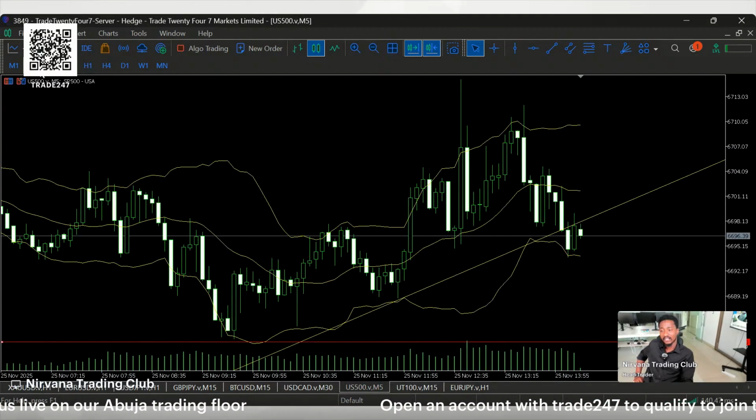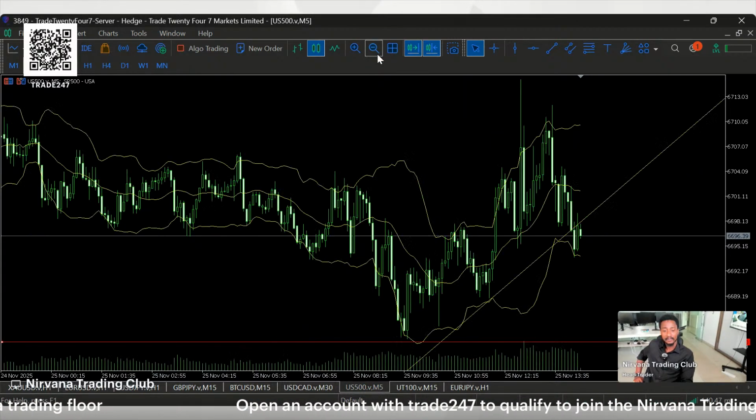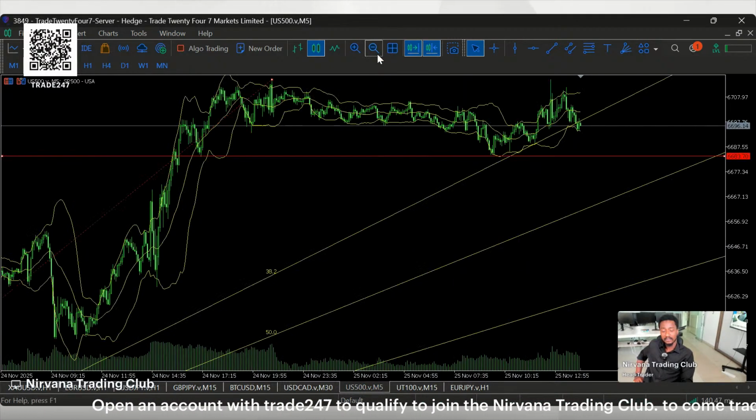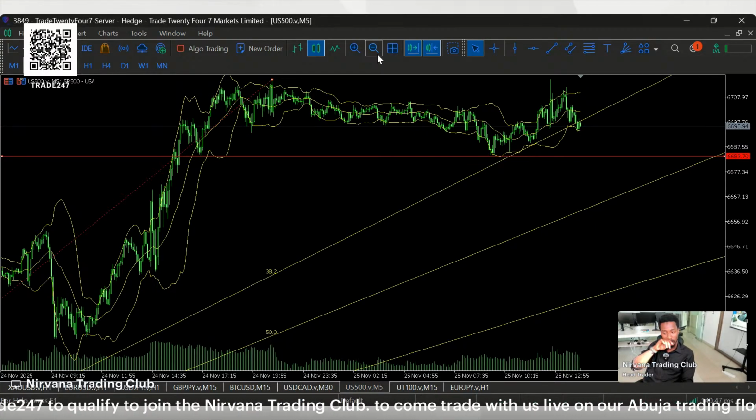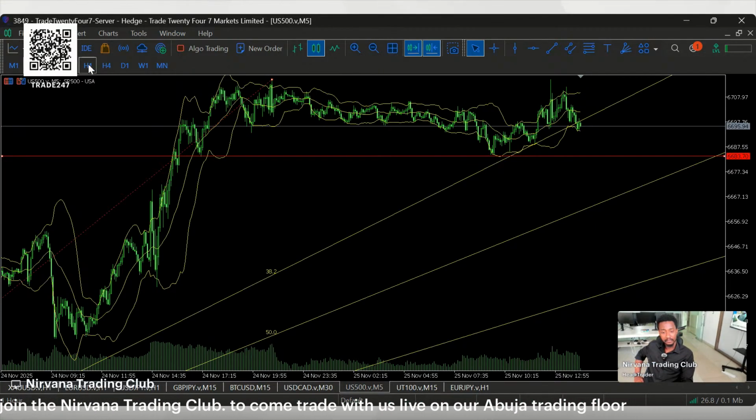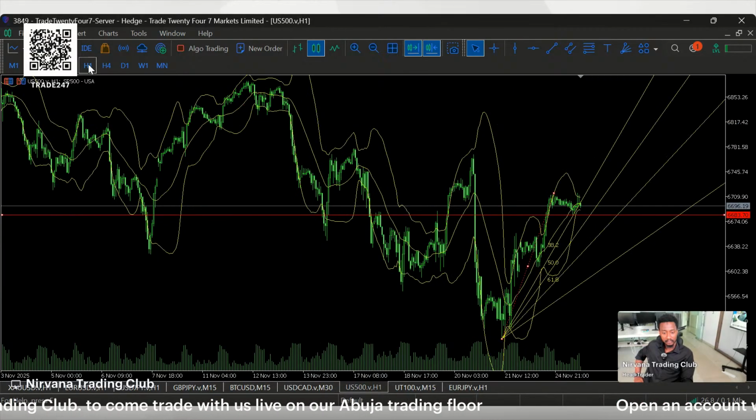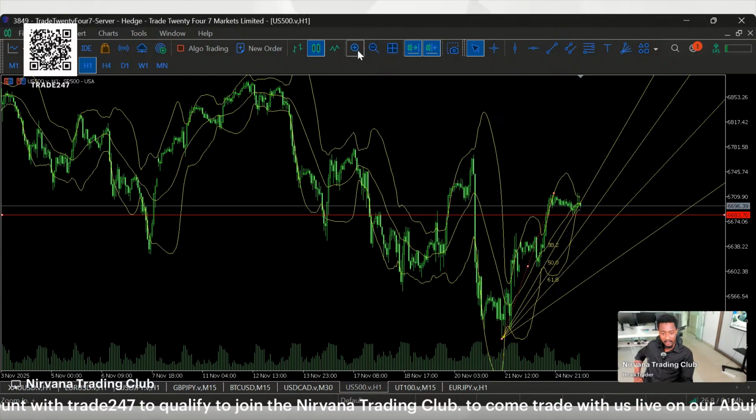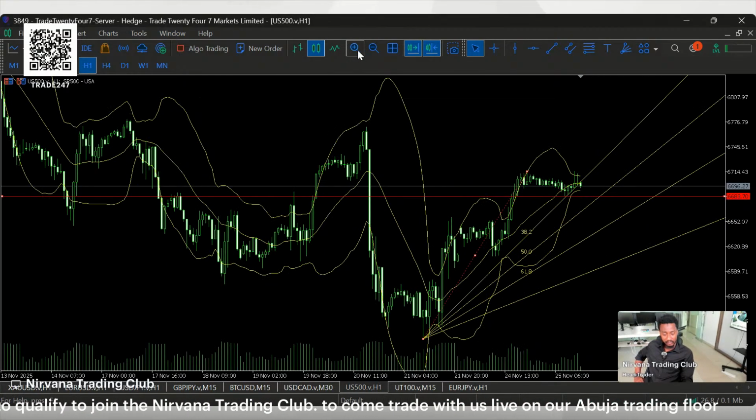So let's look at the lower time frame to see what the possibilities are. Yeah, it's not really looking killer, but this is definitely going to push anytime soon. But let's observe it while we're here.